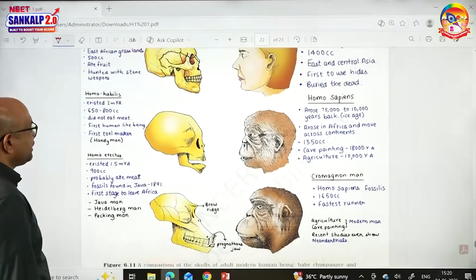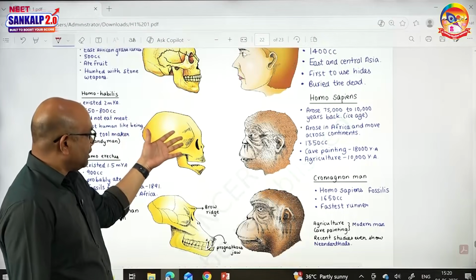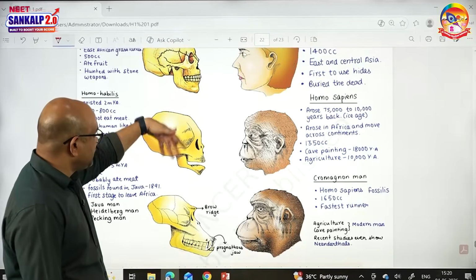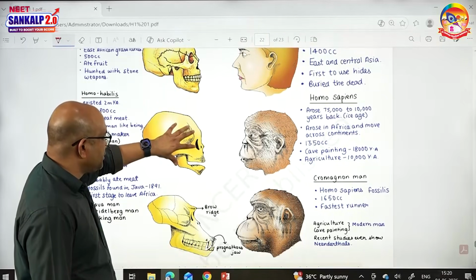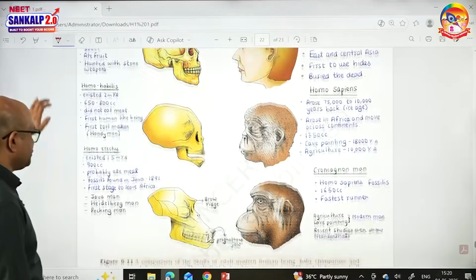And if you see this picture, they are showing the skull of adult human, baby human, baby chimpanzee and adult chimpanzee. If you see these skulls, the skull of the baby chimpanzee has more similarity with the adult human skull when compared to the adult chimpanzee.